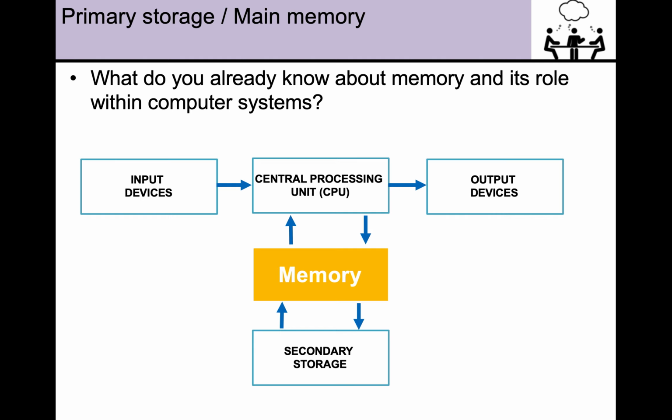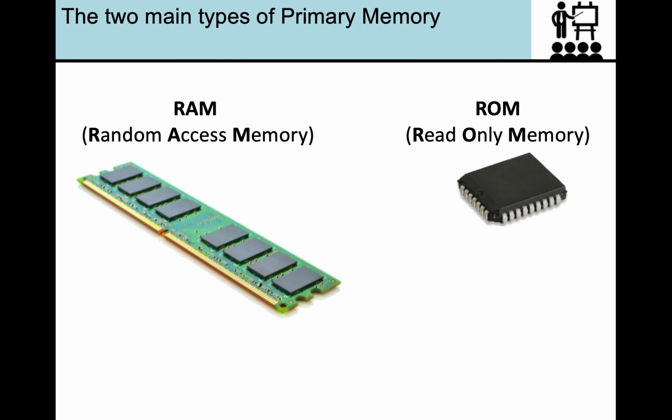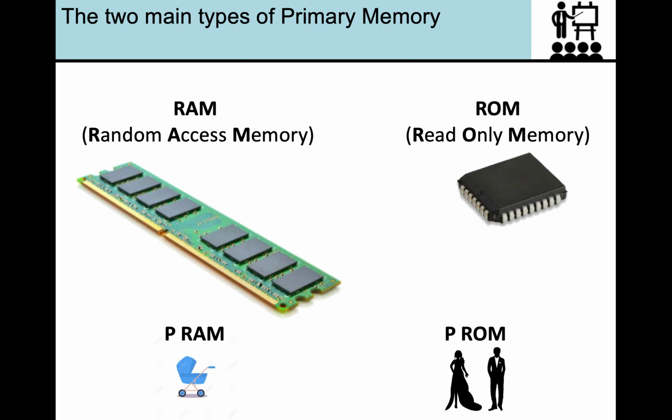and now we're going to take a deeper look at what memory is, mainly looking at primary memory or main memory. So there are two types of primary memory. We've got RAM, which stands for random access memory, and we've got ROM, which is read-only memory. A nice way that you can remember that is PRAM and PROM. The P is for primary. So primary memory: RAM and ROM, random access memory and read-only memory.